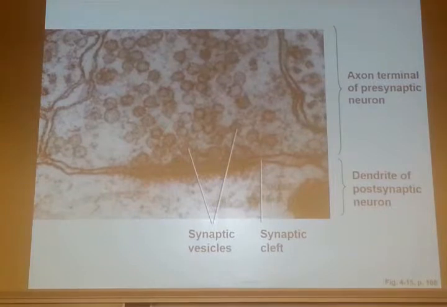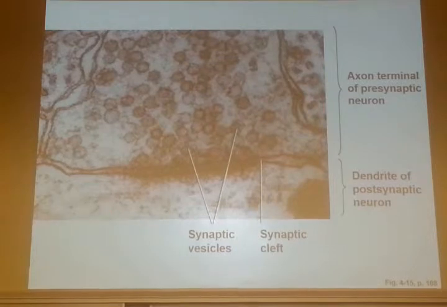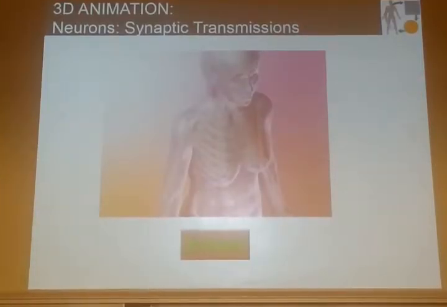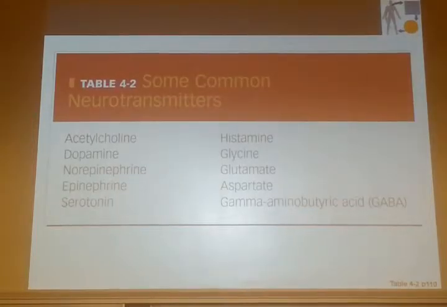So this is just an actual transmission electron micrograph showing you all the little vesicles that are there full of neurotransmitter. The synaptic cleft, it's kind of black in the middle because that's where the neurotransmitter has been released, and more metal has been picked up in that location. So presynaptic neuron, postsynaptic neuron. This animation didn't work, so I'm just going to skip it.